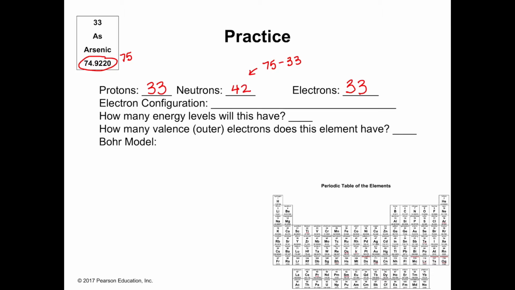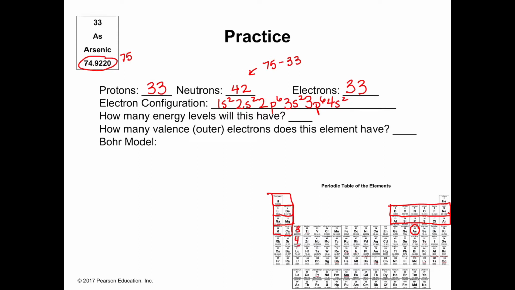Then we can write out the electron configuration for arsenic. So arsenic's down here. So arsenic is not in the 1s, so we write down 1s2. It's not in the 2s, so we write down 2s2. Not in the 2p, so we have 2p6. Not in the 3s, so 3s2. Not in the 3p, so we have 3p6. Not in the 4s, so 4s2.